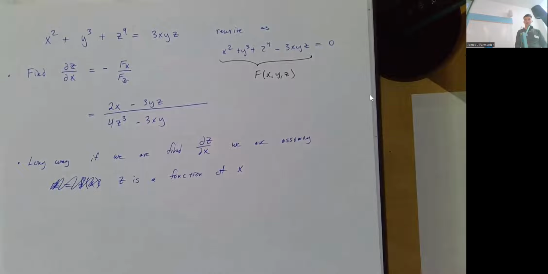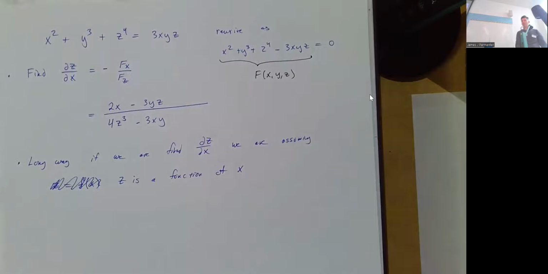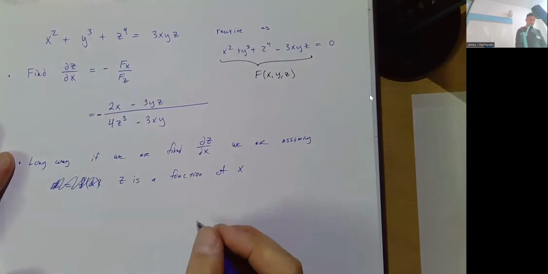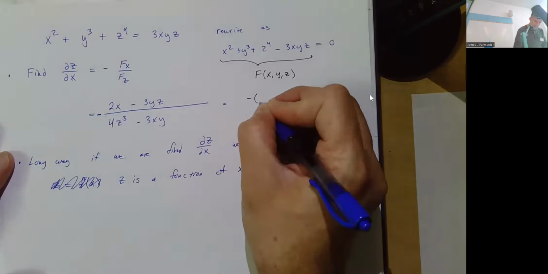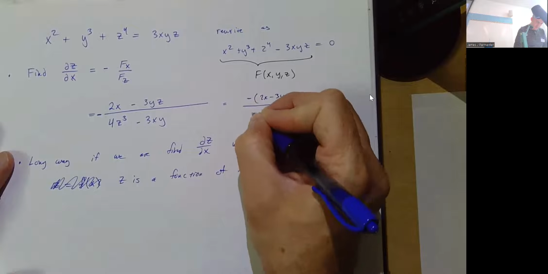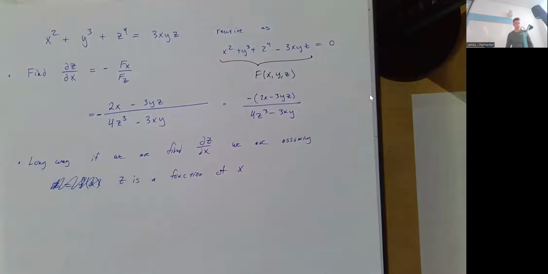Yeah. I missed it completely. Thank you so much. I was going to get to the end and it was going to be off by a negative. Oh my gosh. I would just put the negative out in front. If you want, you can write it as negative parentheses 2x minus 3yz over 4z cubed minus 3xy. Good call. Thank you.